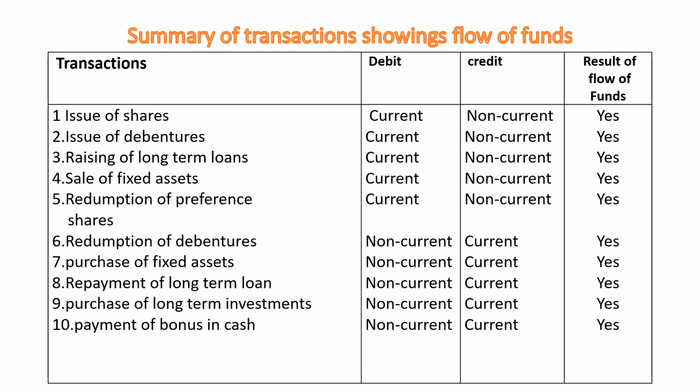Here also it results in outflow of cash from the business concern. Purchase of long-term investment. This is also a transaction between a non-current account and a current account. It results in outflow of fund from the business. Payment of bonus in cash. This is a transaction between a non-current account and a current account, resulting in outflow of cash.